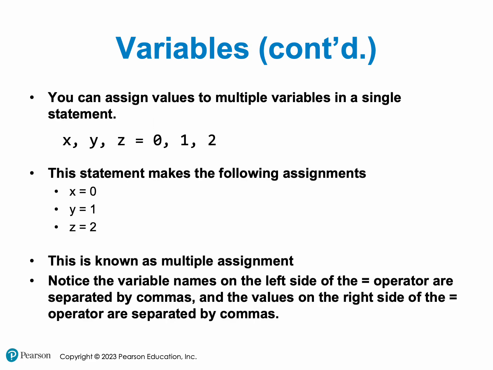Also in Python, you can assign multiple values to multiple variables at the same time in one statement. As you can see here, x, y, z, they're all separated by commas. These are the names of our variables. They equal 0, 1, and 2. Our values are also separated by a comma. So what that means, this is the same as doing this: x equals 0, y equals 1, z equals 2.